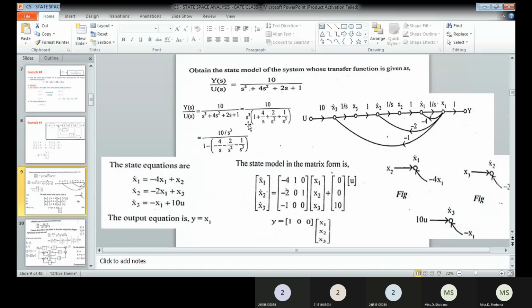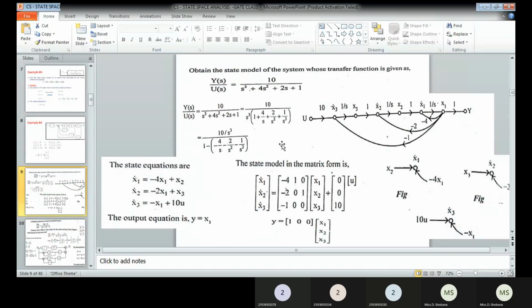So the denominator s cube goes to the numerator, giving 10 divided by s cube, divided by 1 minus the minus terms. Why? Because we are going to compare this with Mason's gain formula. Mason's gain formula is nothing but 1 divided by del, sum of Pk del k. Pk is nothing but the number of forward paths, del k is nothing but the del for the loops which do not touch the kth forward path. And here del is nothing but 1 minus the sum of individual loops plus the sum of gain products of all possible combinations of two non-touching loop gains, like that.